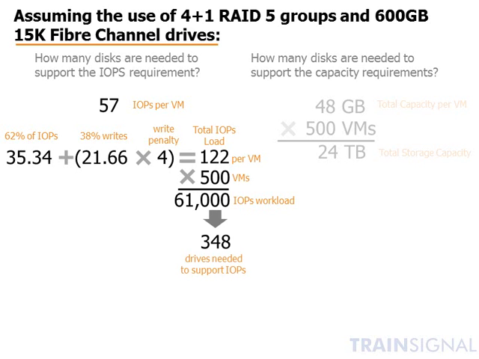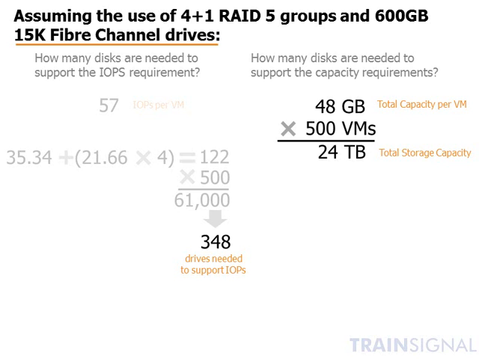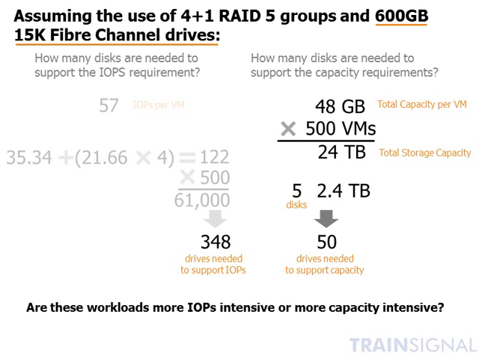On the capacity side, in a 4+1 RAID 5 set, we need 5 disks to give us 2.4 terabytes at 600 gigabytes each. And we need 10 of those 5 disk sets, so that gives us a total of 50 drives to support that capacity. So 348 drives to support IOPS, 50 drives to support capacity. So looking at that information then, are these workloads more IOPS intensive or capacity intensive?